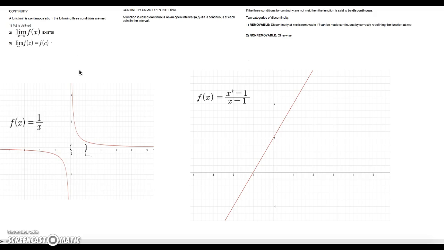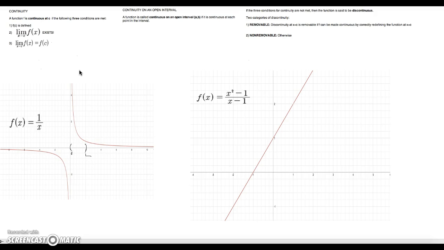Now if one of these conditions isn't met, then we're obligated to say the function is discontinuous. If one of those conditions fails, what kind of discontinuity do we have? There are two kinds: removable and non-removable. Removable means that if we're looking at the point x equals c and it's not continuous there, it's removable if I can redefine the function so that it is continuous at that point. What am I saying here?